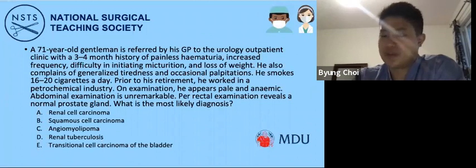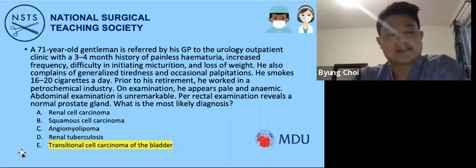Good. So yeah, most of you got this one, a bit more straightforward this time. It's E, transitional cell carcinoma of the bladder. You've got some pretty big risk factors in there, particularly the fact that he smokes a lot. He's worked in a petrochemical industry. Of course, some of the symptoms that he presents with fit with a bladder cancer, painless hematuria particularly.